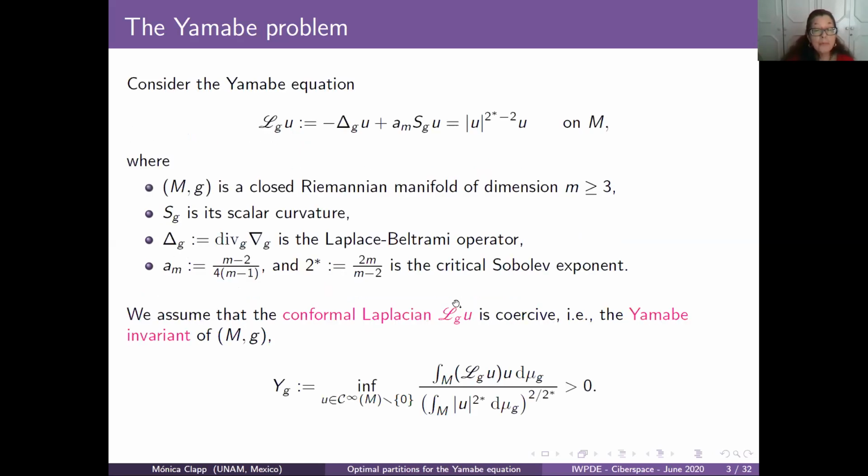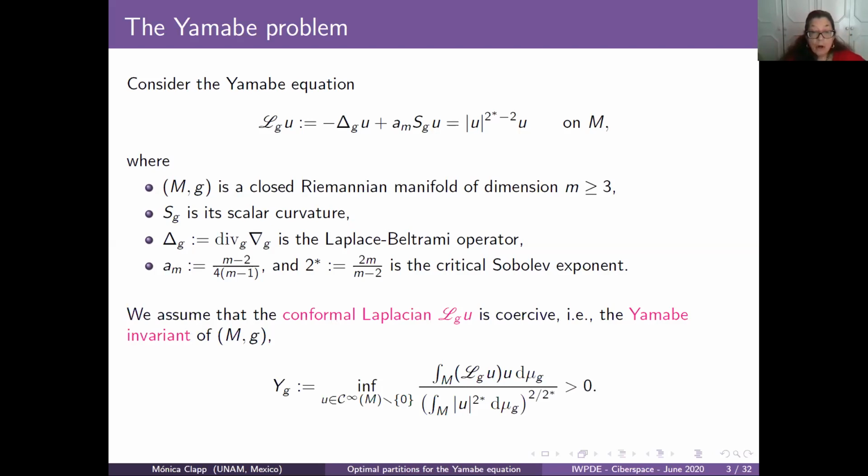I will assume throughout that the conformal Laplacian is coercive. That means that the quadratic form induced by the conformal Laplacian is coercive. This is the same as saying that the Yamabe invariant, which is this quantity defined right here, is strictly positive.